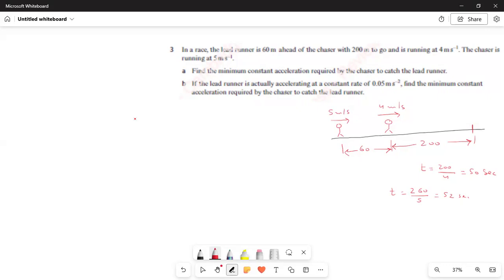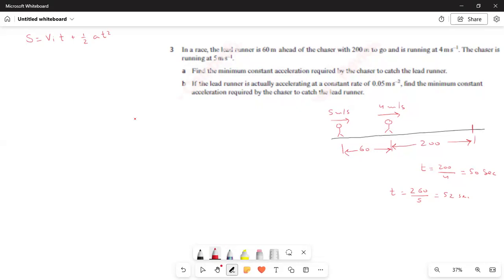So in order to catch up, he needs to accelerate, right? So now how much should the acceleration be? Remember the equation S equals Vi t plus half a t squared, right? You might be using u instead of Vi, but they mean the same thing, the initial speed. So we will apply this equation.